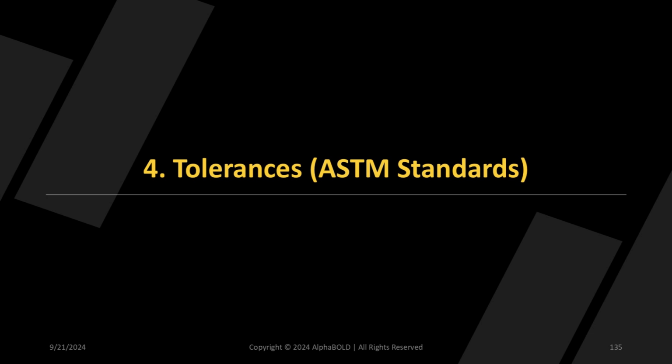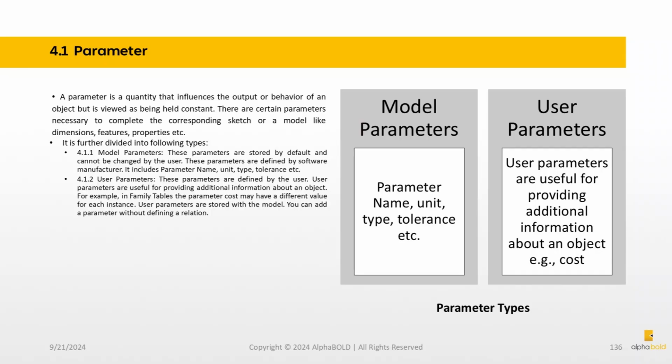Tolerances, ASTM standards. A parameter is a quantity that influences the output or behavior of an object, but is viewed as being held constant. There are certain parameters necessary to complete the corresponding sketch or a model, like dimensions, features, properties, etc. It is further divided into the following types.